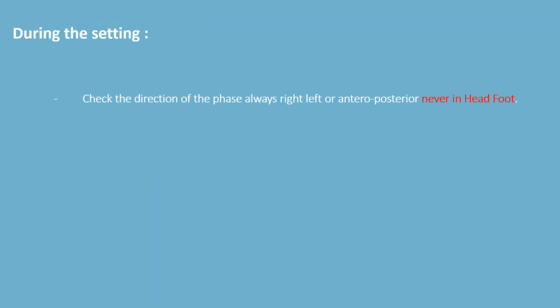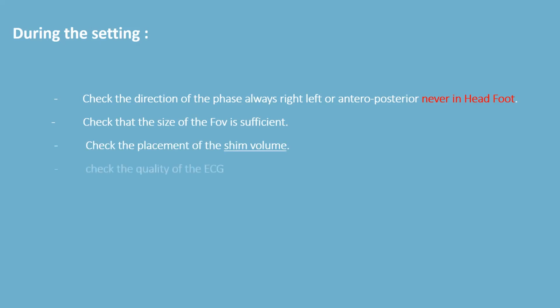During the setting, also check the phase direction, always right-left or anterior-posterior, never head-foot. Check the size of the field of view; around 300 is still sufficient. Check the placement of the shim volume, and also check the quality of the ECG. Otherwise, you can do some calibration of the ECG, as I mentioned in the last session.